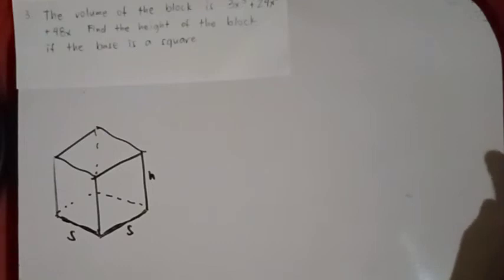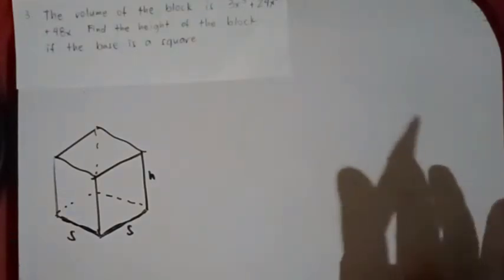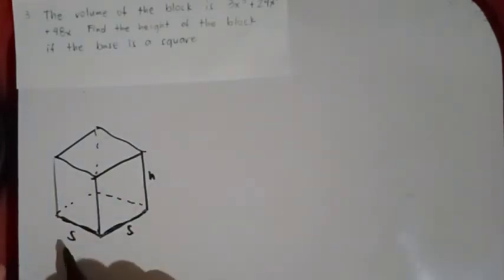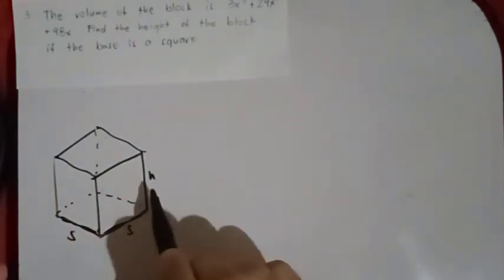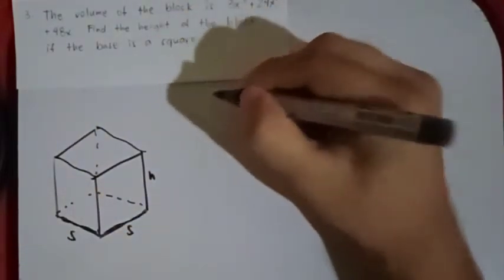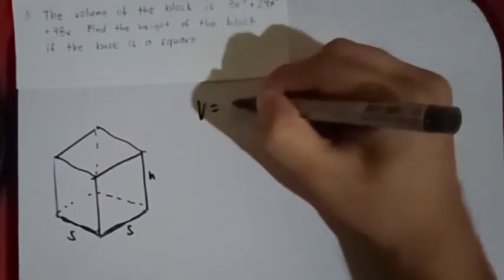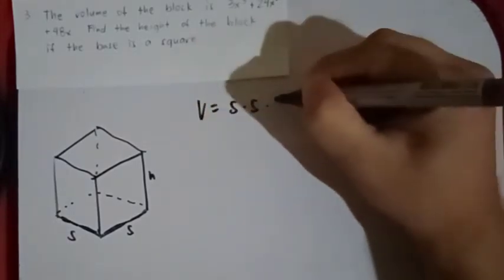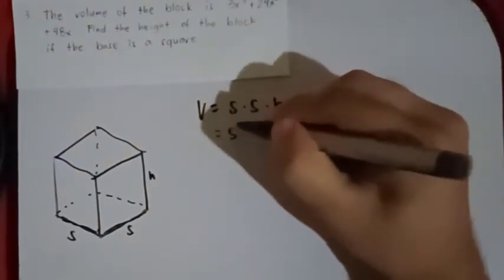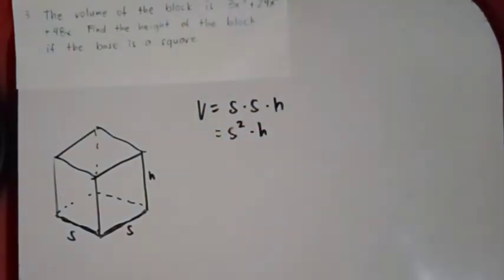Okay? So remember the volume of the, diba, rectangular prism. Katulad din siya dito. Kaya lang ang i-multiply natin is S times H, no? Parang length times width times height. Okay? So volume equals S times H, or should we say S squared times H, kasi dalawang S siya, no?